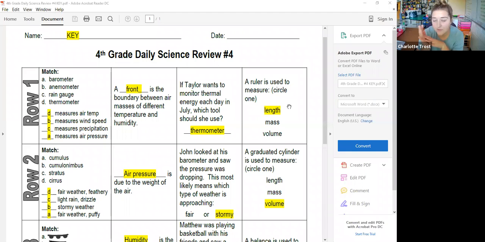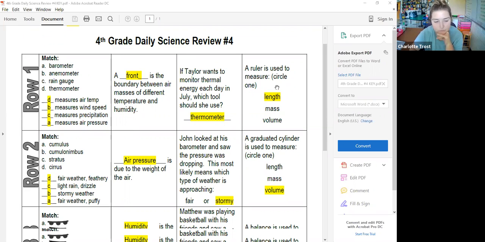We have a real life situation. Taylor wants to monitor thermal energy each day in July. What would she use? A thermometer, because thermal energy just means heat energy coming from the sun. To measure length, I'm going to use a ruler.